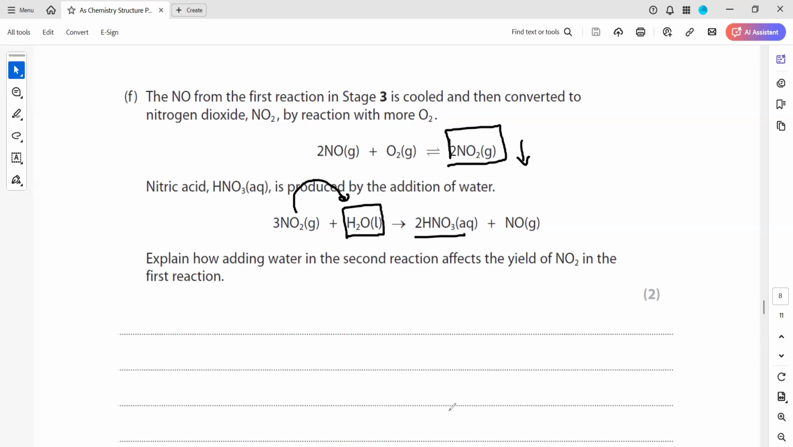So if the amount of nitrogen dioxide decreases, where will the equilibrium shift for the first reaction? The equilibrium will shift towards the right hand side. So how does adding water in the second reaction affect the yield in the first? The yield will increase. Why will the yield increase? Because water reacted with nitrogen dioxide, which reduces the amount of nitrogen dioxide in equilibrium. As a result, the balance will shift toward the right hand side. So the yield of nitrogen dioxide will increase.